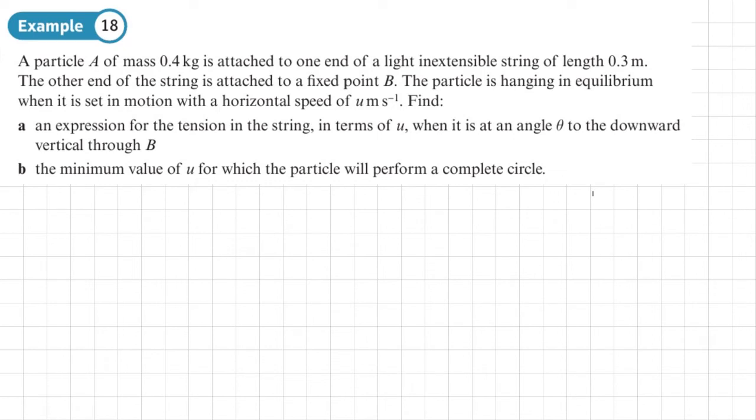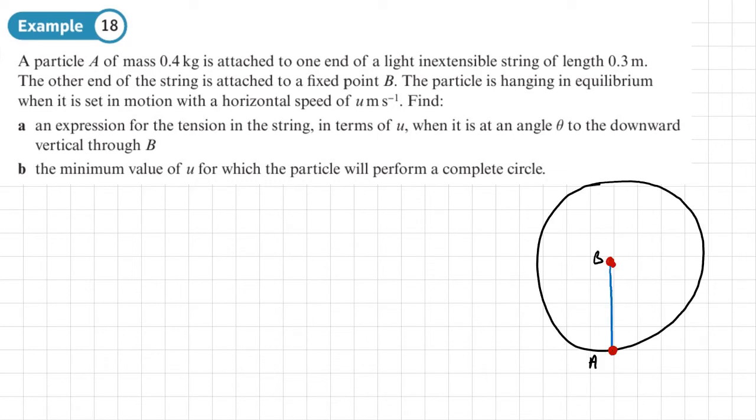So we've got the same circle and mass. Now it doesn't tell us the position of the particle, but the fact that it's in equilibrium must mean that the particle is hanging vertically below B. That's going to be an equilibrium position. It's set in motion with a speed of u, so we'll put that on our diagram here, and the length of the string is 0.3 meters. Now with this question in part A, what we need to do is find an expression for the tension in the string in terms of u when it is at an angle theta to the downward vertical through B.